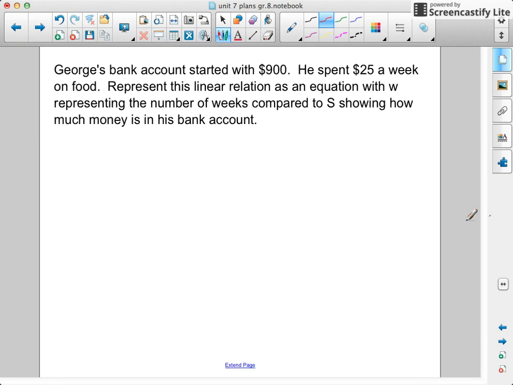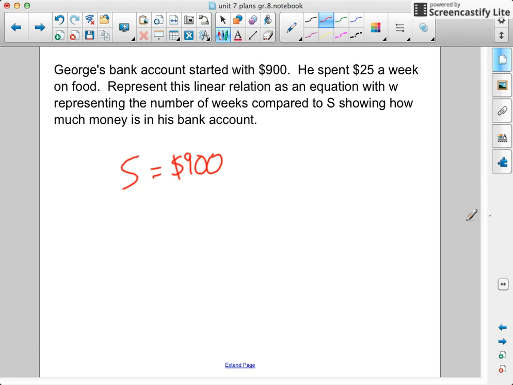Okay, one more example here. George's bank account started with $900. He spent $25 a week on food. Represent this linear relation as an equation with W representing the number of weeks and S showing how much money is in his bank account. So this question shows you what variables to use. I want to know how much money is in his bank account, or in savings. Okay, he starts at $900.